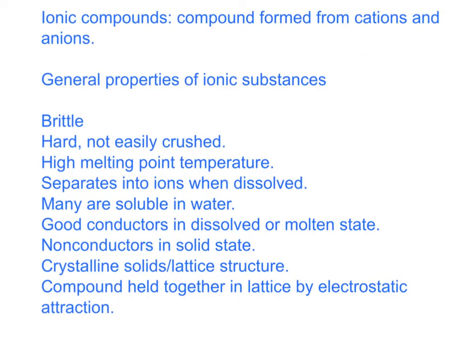There are general properties that ionic compounds, which are compounds formed from cations and anions, all contain, or contain most of. A general property of most ionic substances is, first of all, that they are brittle, meaning easily broken up.